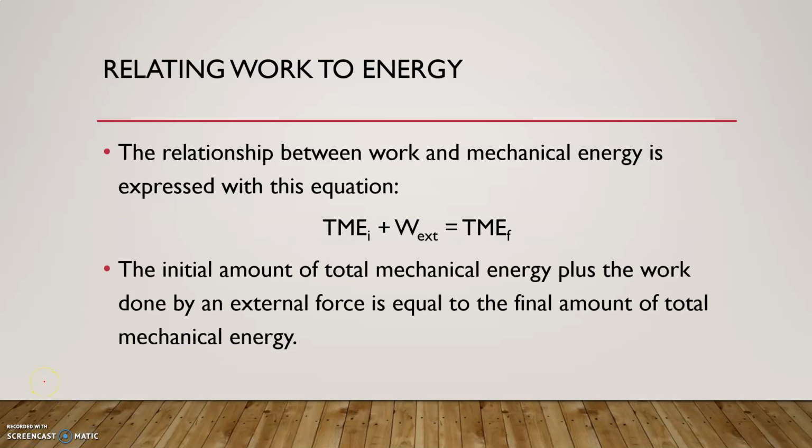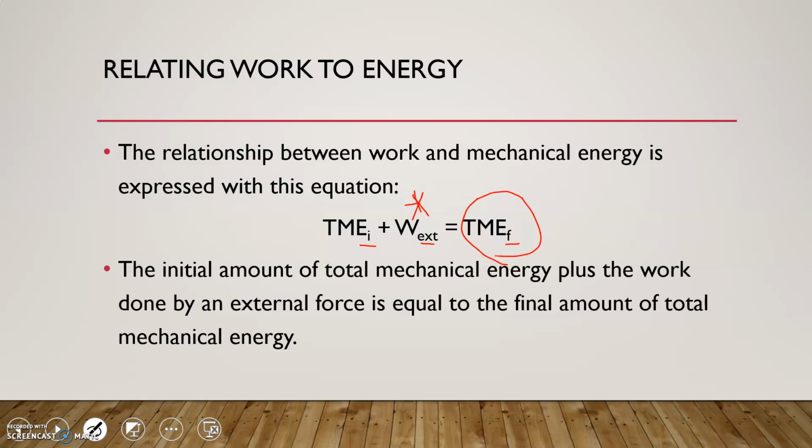Like everything in physics, there's going to be a formula to go along with it. It's going to be the total mechanical energy initially. So again, when I look at this, there's an i here that stands for the initial total mechanical energy plus work exerted, and that's going to equal the total mechanical energy final. So whether this work is negative or positive, it's going to affect this total mechanical energy final.